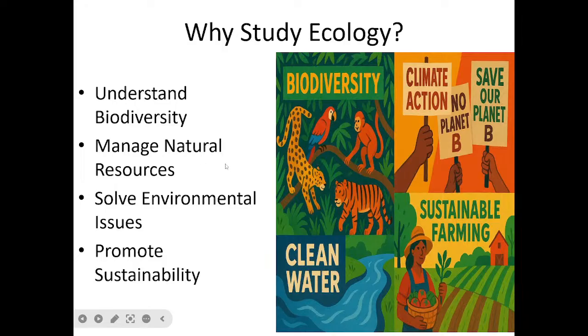Next, manage natural resources. As an ecologist, you should be able to manage our natural resources. Our natural resources include water. How can we manage it? Then you should be able to solve environmental issues. That's why you can see climate action. There is no other planet apart from this our planet, so the best thing is to save our planet.